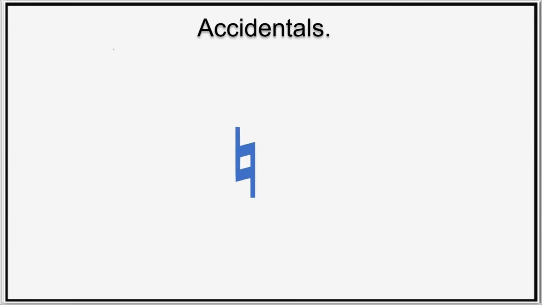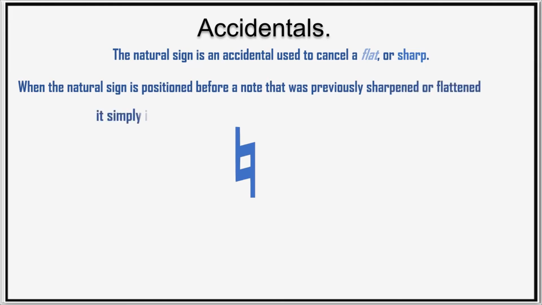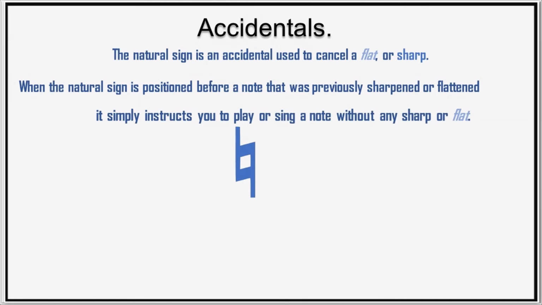the natural sign is an accidental used to cancel a flat or sharp. When the natural sign is positioned before a note that was previously sharpened or flattened, it simply instructs you to play or sing a note without any sharp or flat. Just natural.